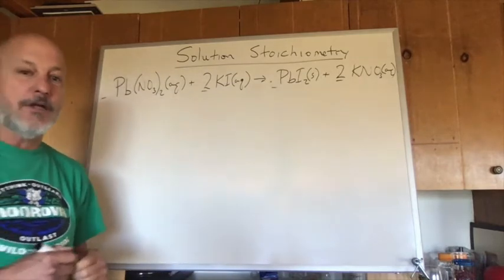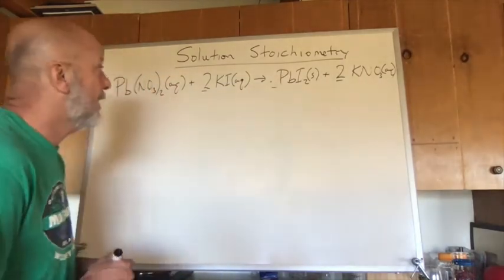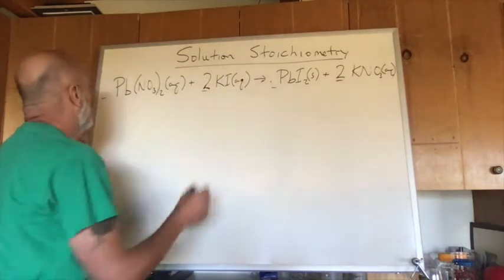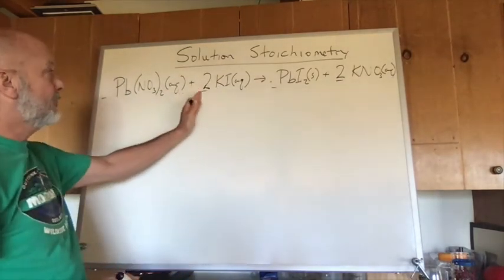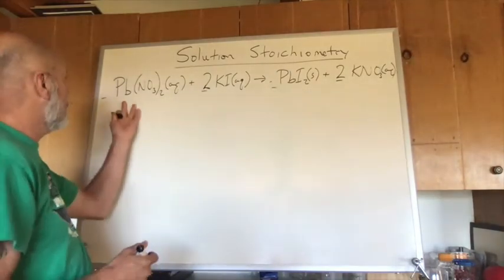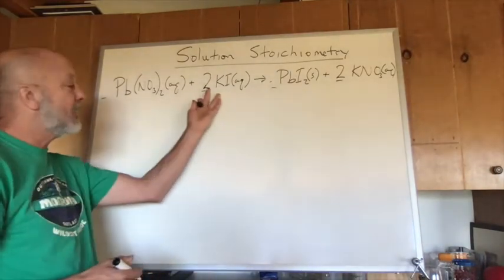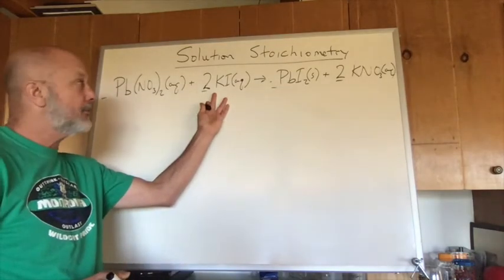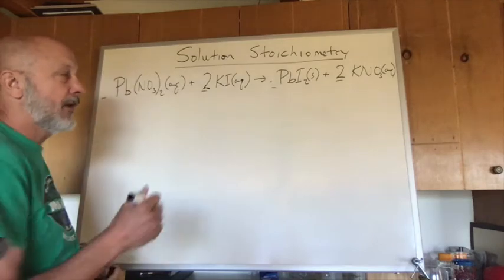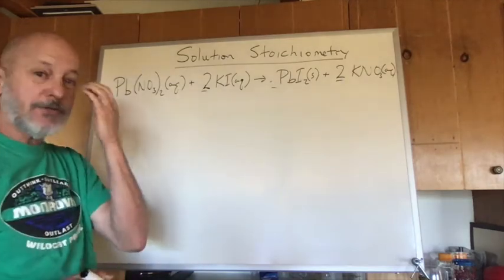They're not really part of the reaction. They're spectators. And of course, to balance this, I've got 1 that's unwritten, 2, 1, 2. And that's how the reaction will occur. For every 1 lead 2 nitrate that reacts, 2 potassium iodides will react, and I will get 1 lead 2 iodide forming as a precipitate, and then 2 potassium nitrates will form.